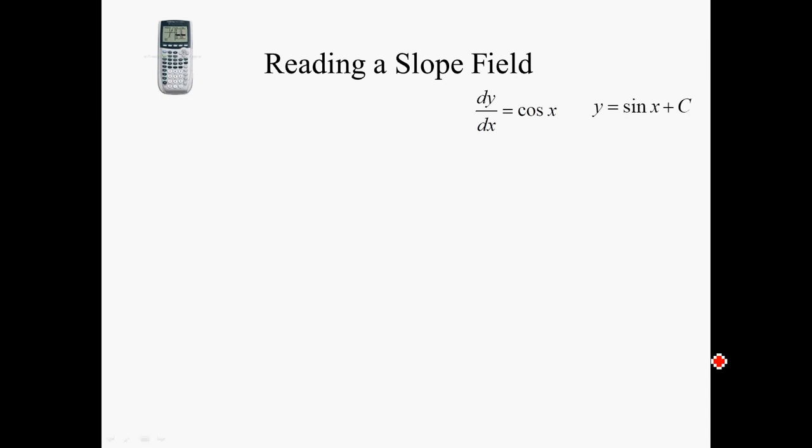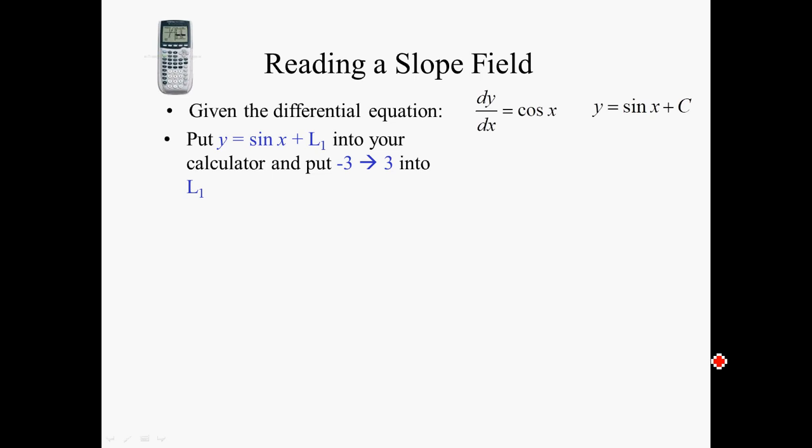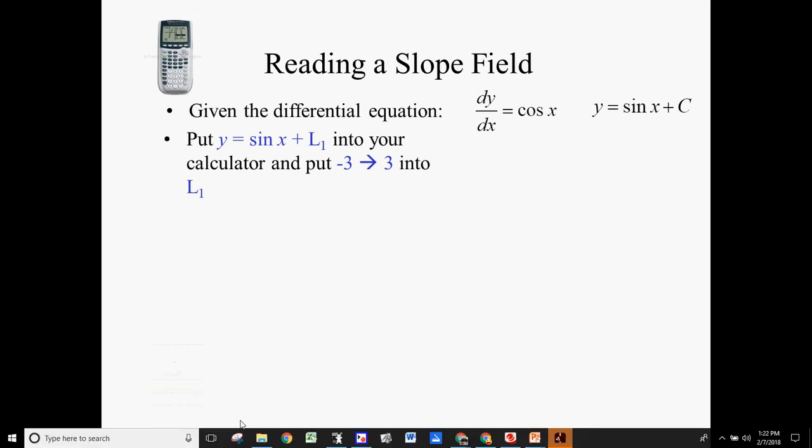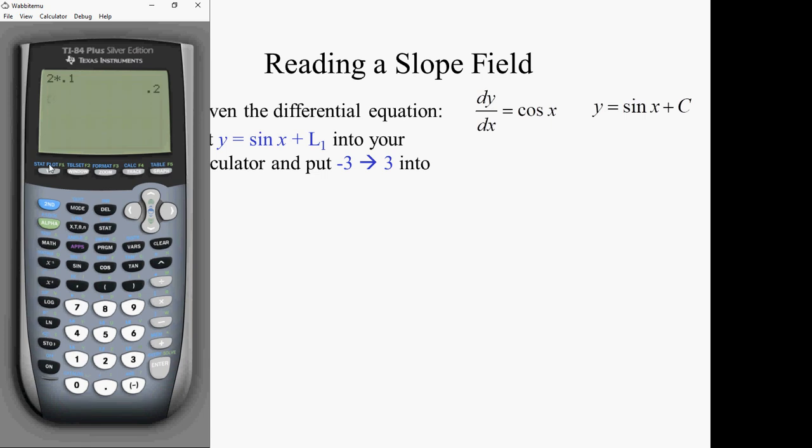So if you get out your calculator, we know what the solution really is. So if you put sine x plus L1 into your calculator and put negative 3 to 3 into L1 and then look at it, and again, you can also just watch me do it. There's sine x plus L1, and into L1 I put negative 3 to 3, and when I hit a zoom 6 window, which goes from negative 2 pi to 2 pi, you can see all the solutions from negative 3 to 3 that would sweep through that slope field you just drew. And of course there's an infinite more.